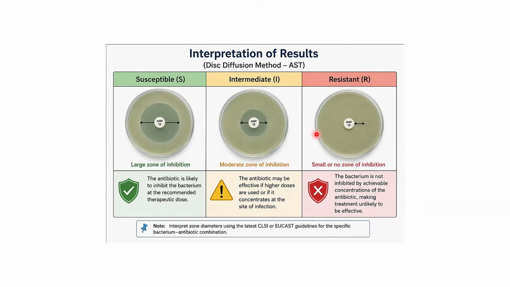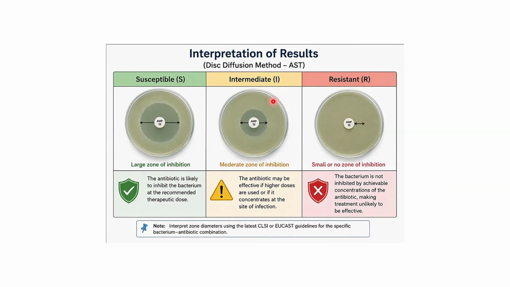So let's look at the interpretation of result in the Disk Diffusion Method in the antibiotic susceptibility testing. So the result, susceptible, means the antibiotic used is likely to inhibit the bacterium at the recommended therapeutic dose. And the organism here usually produces a large zone of inhibition around the antibiotic disc.